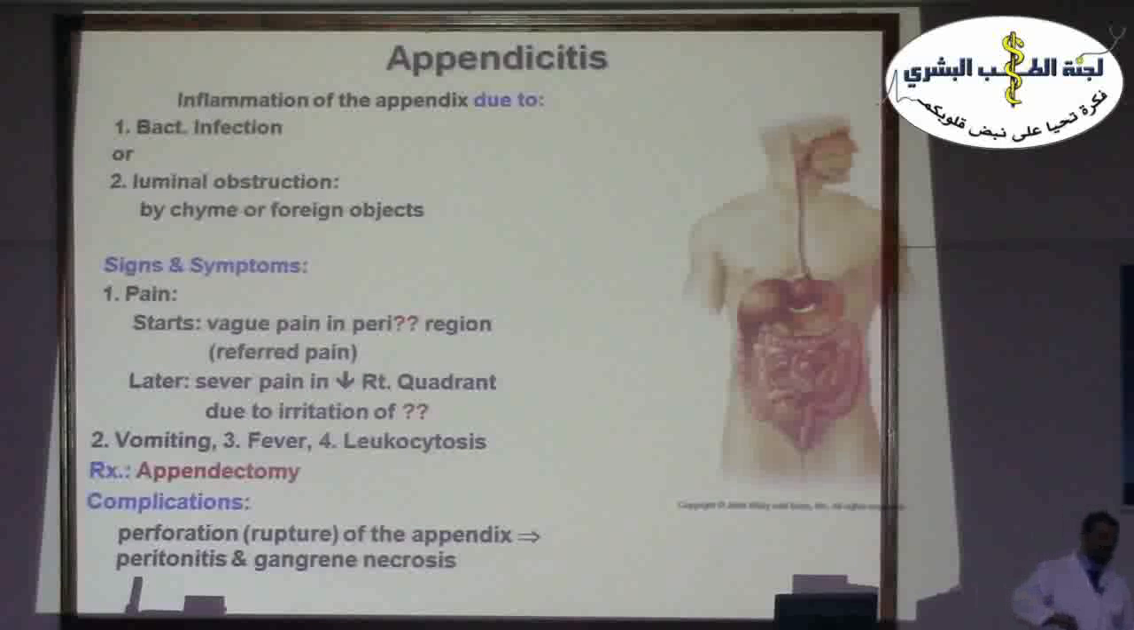Of the parietal peritoneum. So if the patient feels the pain directly, severe pain in the lower right quadrant, this indicates what? A late stage of appendicitis. It's an urgent or emergency treatment. The treatment is surgical removal, appendectomy. Okay? But be careful now. So if any patient told you he feels a vague pain around the umbilicus, you have to what?